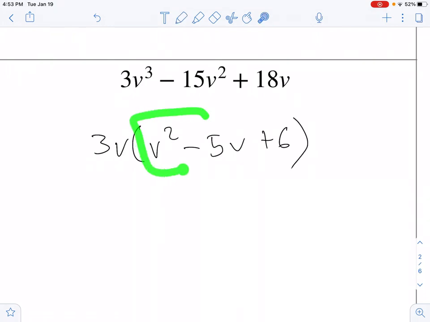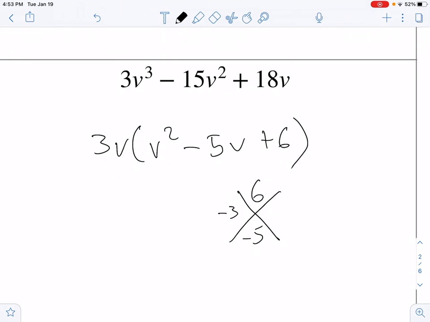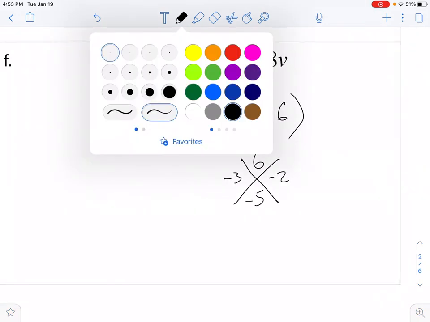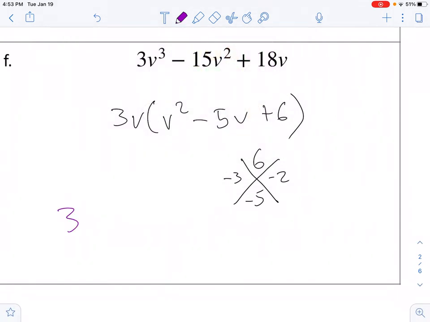And now this is what I would use for my x factor. So I have an x factor, 6 and negative 5, and that's going to be negative 3 times negative 2. So in our final answer, which I'll do in purple, we would get 3v times v minus 3 times v minus 2, like that.